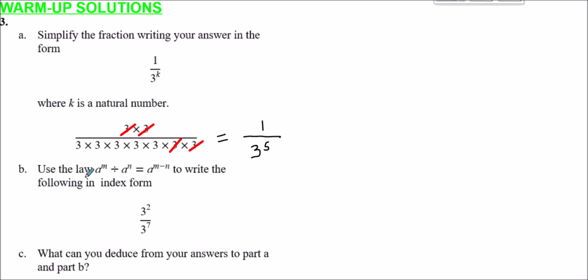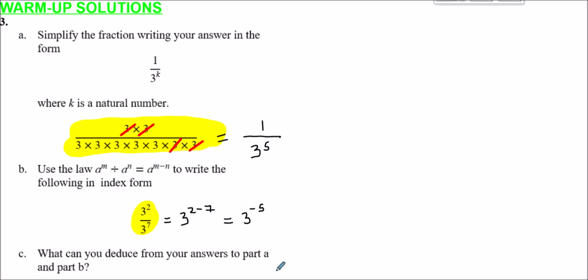Part B, using this division of indices laws, we can rewrite this 3 squared over 3 to the power 7 as 3 to the power of 2 minus 7. 2 minus 7 is minus 5. And so this whole fraction here, written in index form, was this, and is the same as 3 to the power minus 5, which is the same as 1 over 3 to the 5.